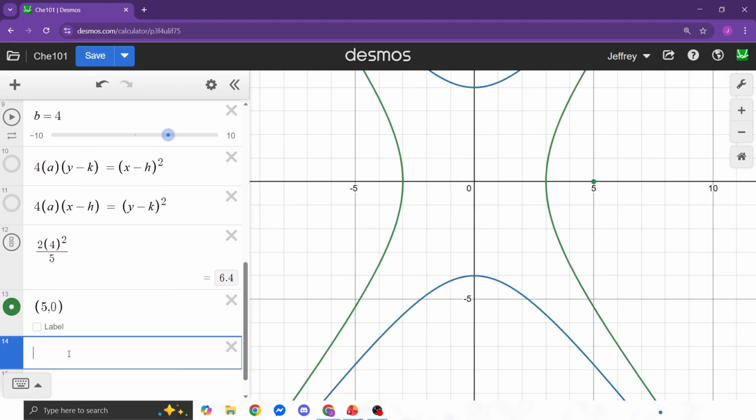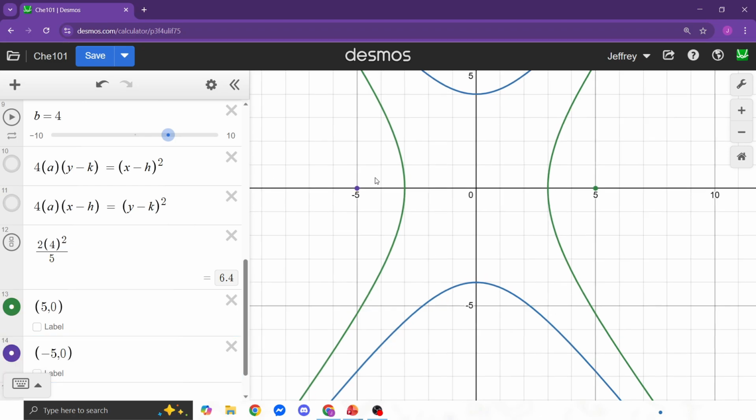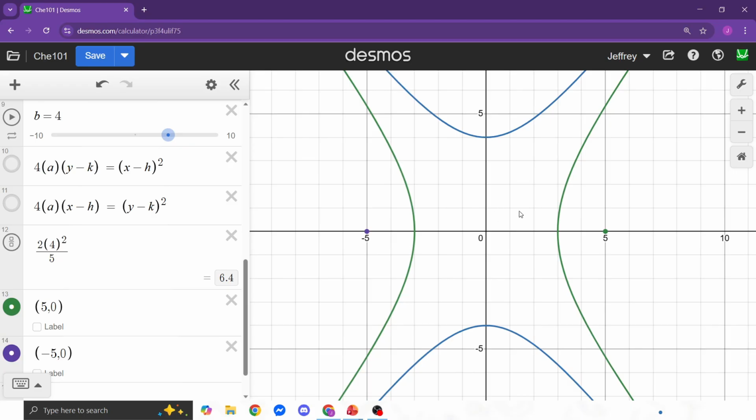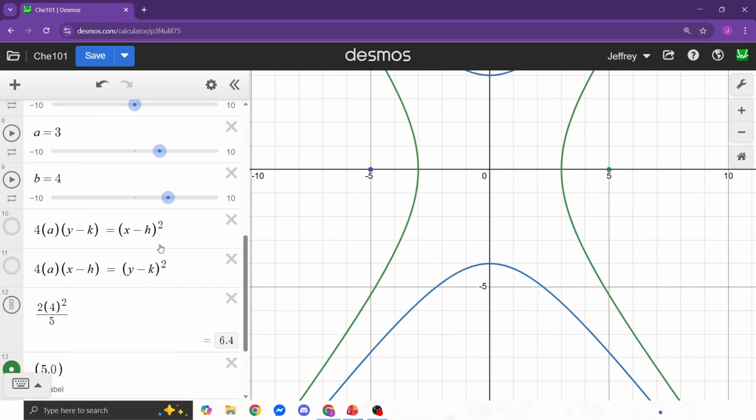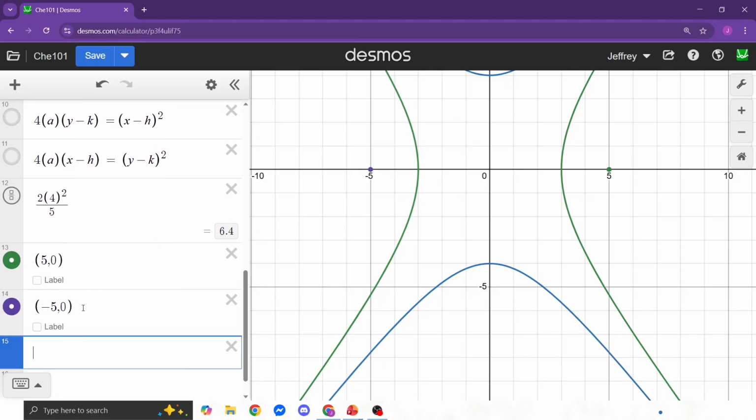It's automatic. Let's have negative 5, 0. As you can see, the foci are no longer within the shape. It's outside now. It's like the parabola version, right? It's on the U. So our latus rectum would be going from this 5.33 to this negative 5.33. So that's like 10.6667.